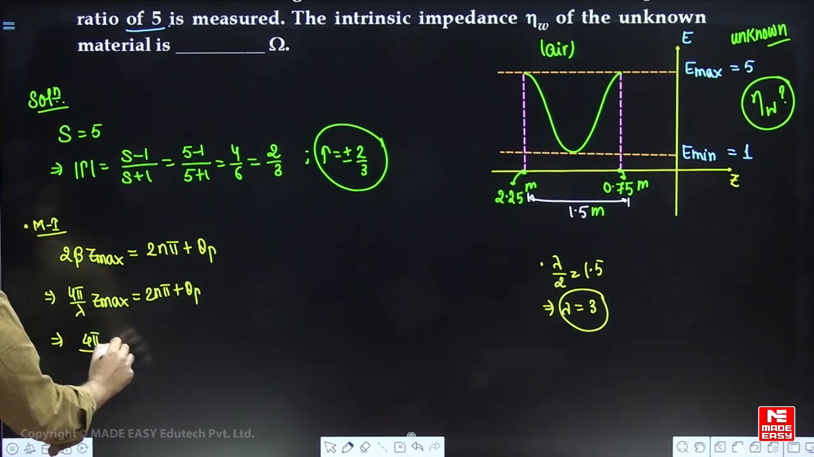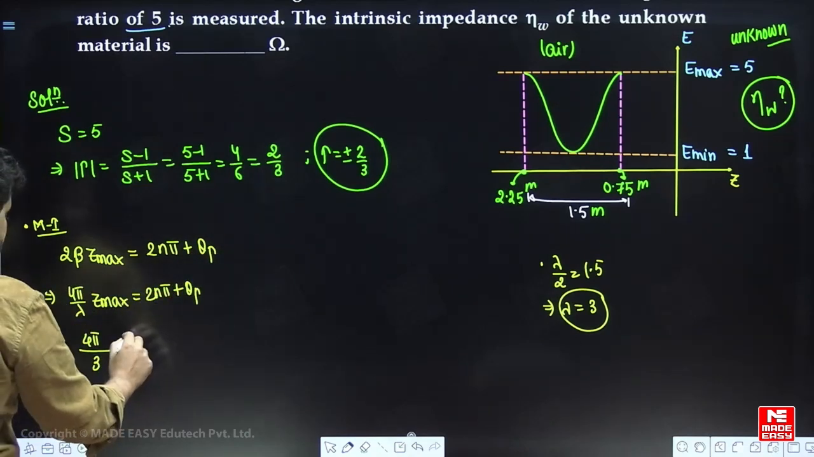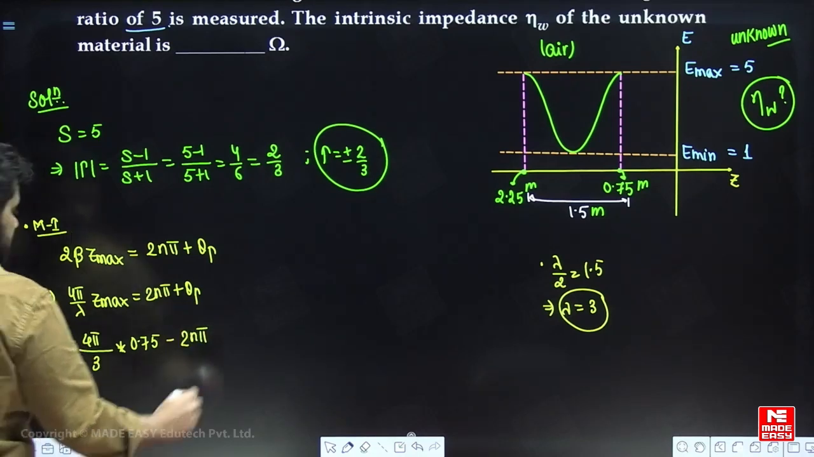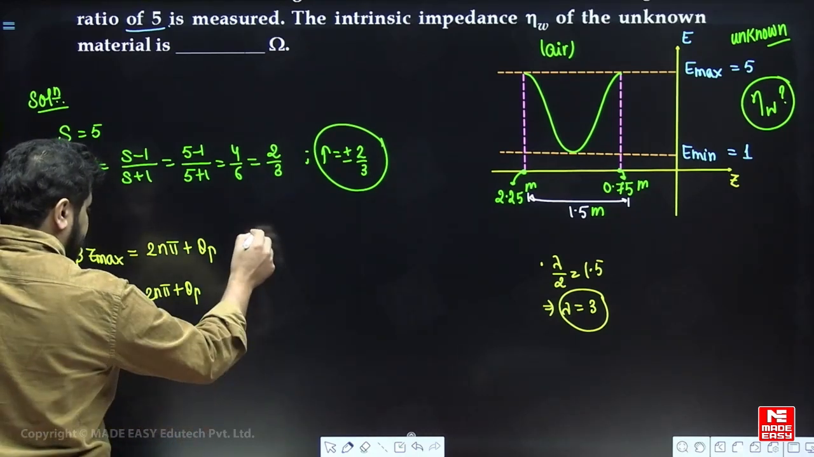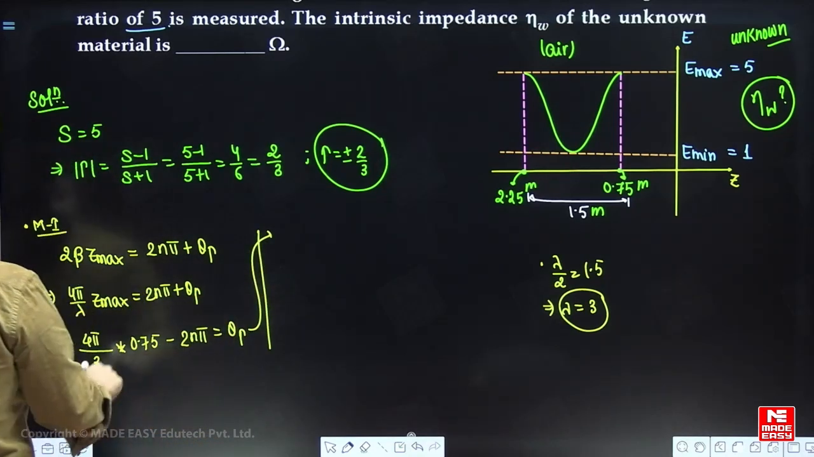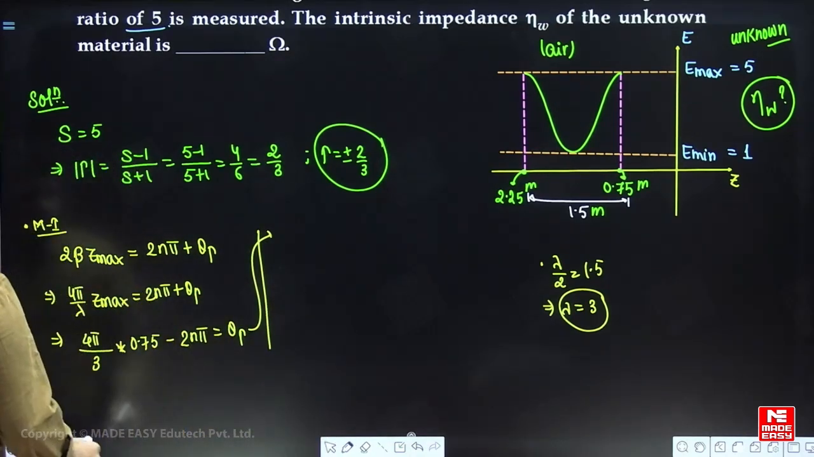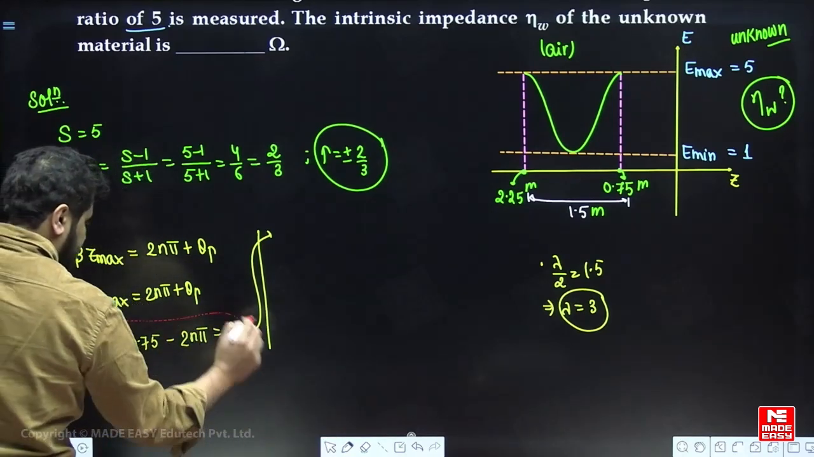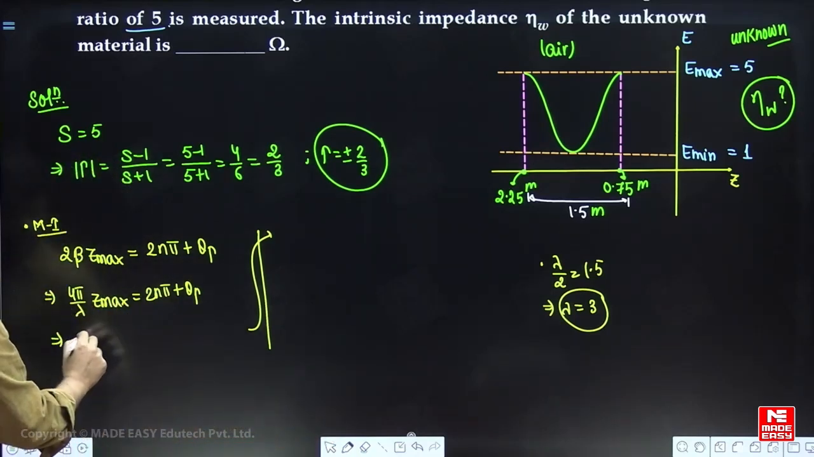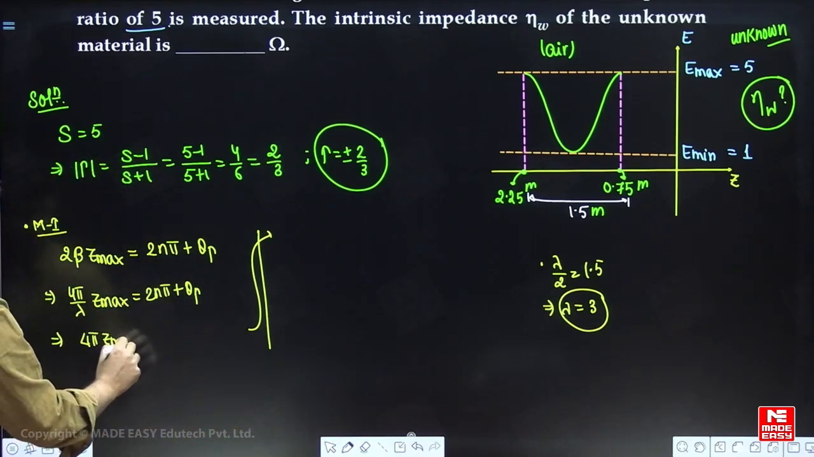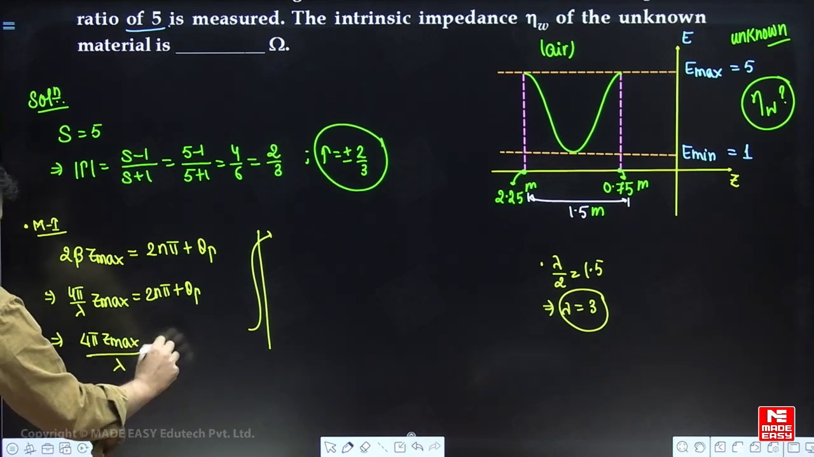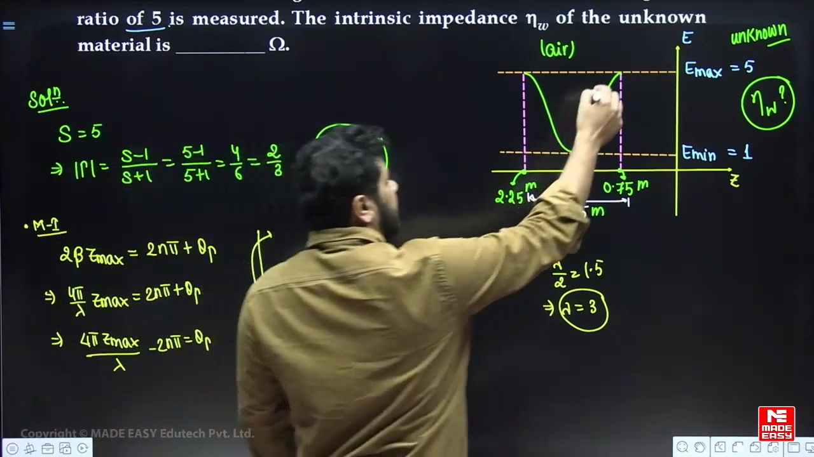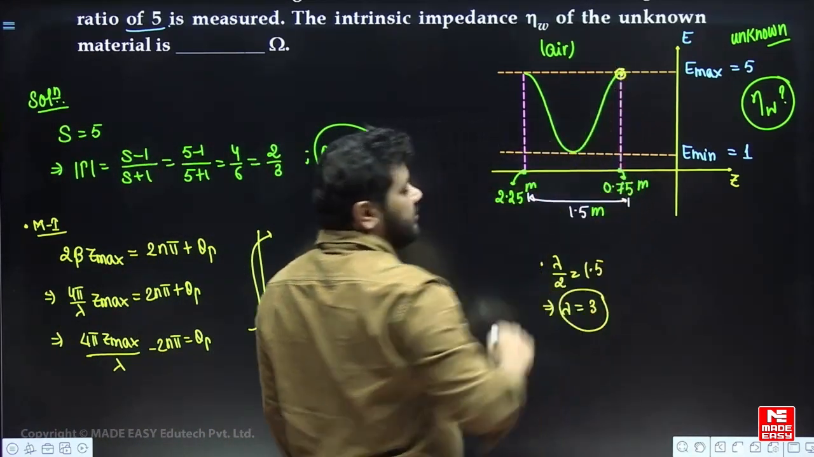It is 3, and the first maxima is occurring at 0.75, minus 2n pi, is equal to theta gamma. Can I write it like this? Or rather, you can do it like this also. One second, I will write one more step so that it becomes easy for you to understand. So I can write it like this also: 4 pi z maxima upon lambda minus 2n pi is equal to theta gamma. The first maxima is occurring at 0.75 meter, it is given in the question.